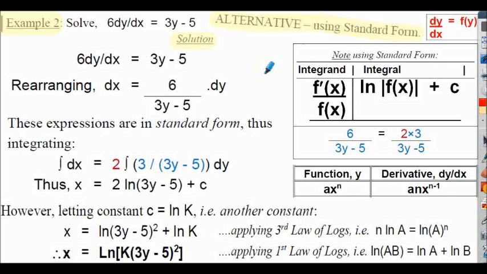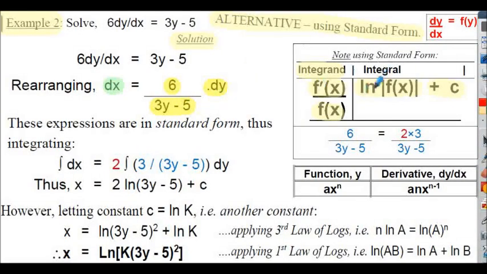In the previous solution, we used integration by substitution. Here I'm going to use a standard form, shown here. The function f dash x divided by f of x can be written as ln of the magnitude of f of x plus c. If we refer back to this line of our solution on a previous slide, dx is equal to 6 divided by 3y minus 5 multiplied by dy.